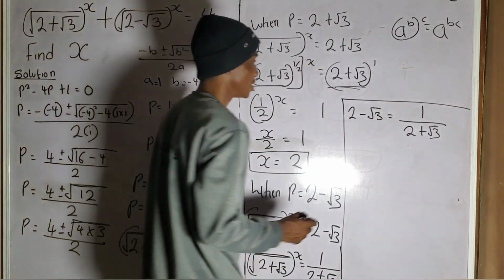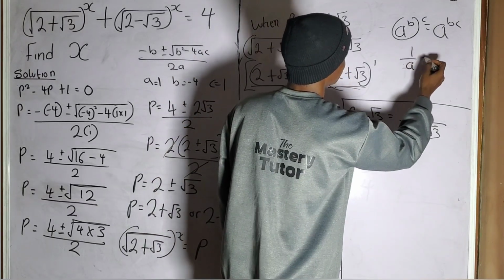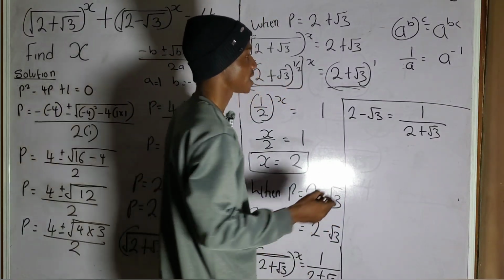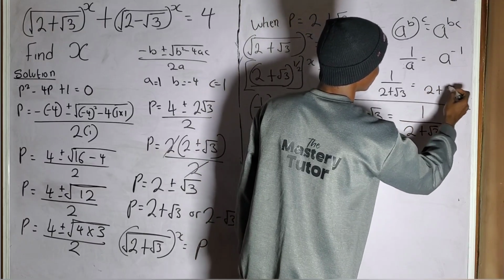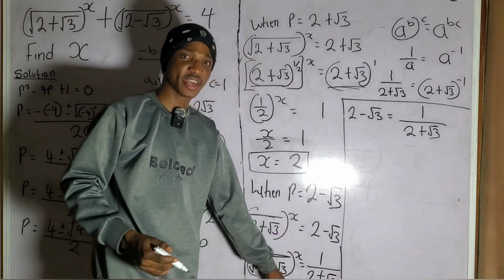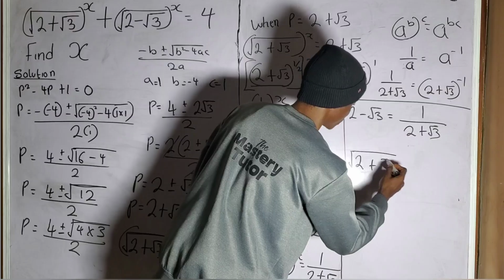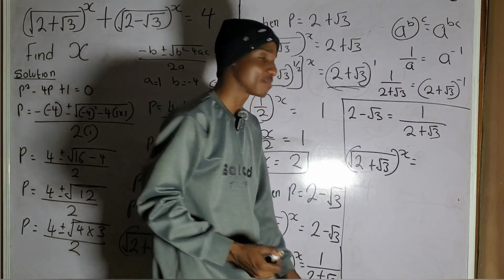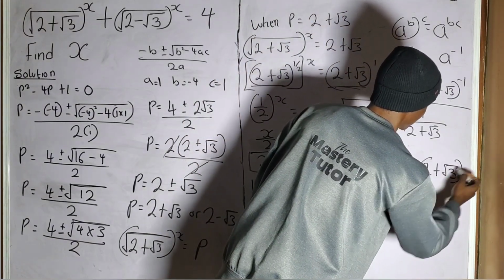Okay, now listen. Do you know that there is a law? A law says if you have 1 over a, this will equal what? A raised to power minus 1, right? That means that 1 over 2 plus root 3 can be written as 2 plus root 3 raised to the power of what? Negative 1. Do you understand? So I'm going to use the law here. Hence, I'm going to have square root of 2 plus root 3 raised to the power of x is equal to, instead of 1 over 2 plus root 3, I'm going to have 2 plus root 3 raised to the power of what? Negative 1.